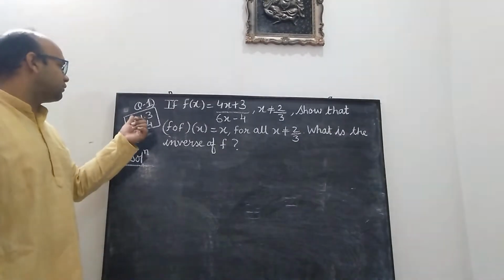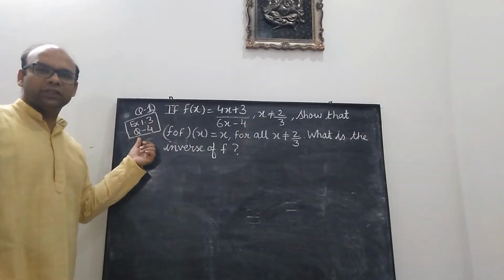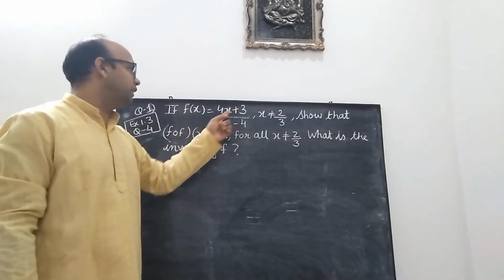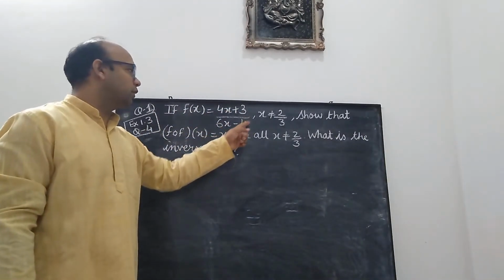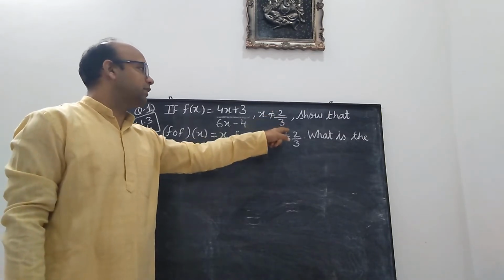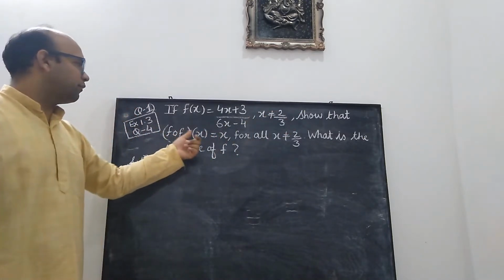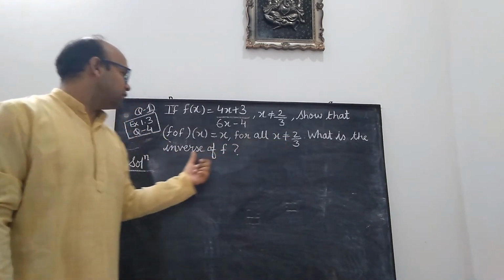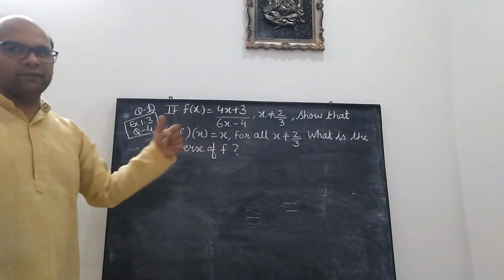The first question is from exercise 1.3, question number 4. The question says if f(x) is equal to (4x plus 3) upon (6x minus 4), where x is not equal to 2 by 3, show that f of f(x) equals x for all x not equal to 2 by 3. So what is the inverse of f?